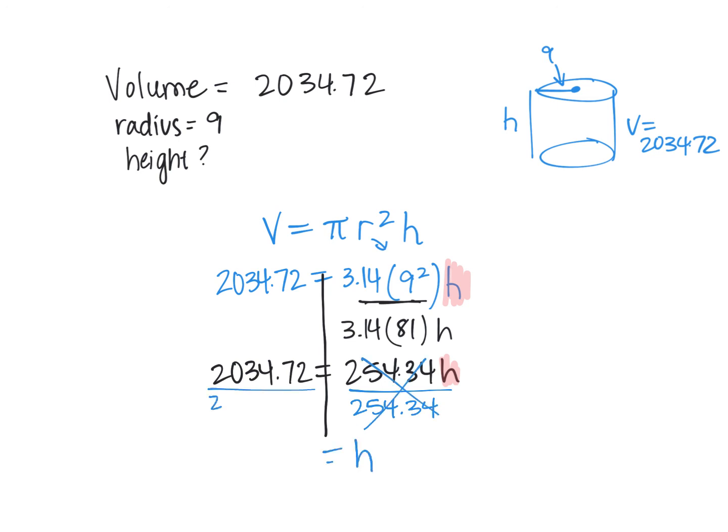Over here, I'm going to divide by 254.34. Okay, so this will take me a second to type this in, but you guys can type it in too. 2034.72 divided by 254.34. I end up with a height of 8. So now I worked backwards and I found the missing height. So that's kind of a challenge problem. We'll be doing this later in the chapter, but I just wanted to show you one.